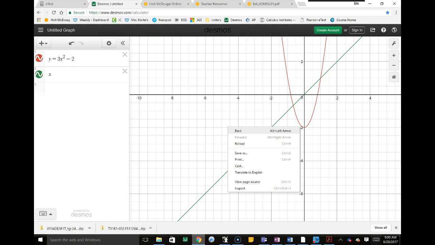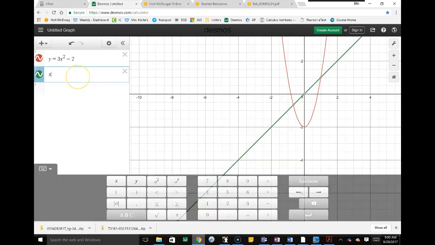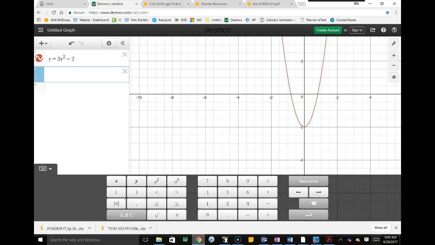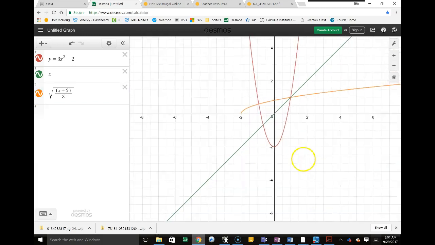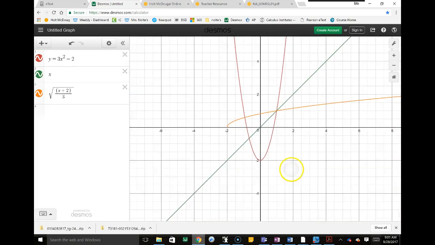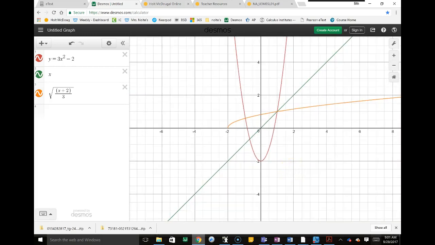Okay, so let's try typing it in and see if Chaz is in fact right. You got some movement up there? Y equals x. Okay, what was the inverse? It was the square root of x plus 2, and then over 3. Hold on, I got this. It's like he's learned this before.